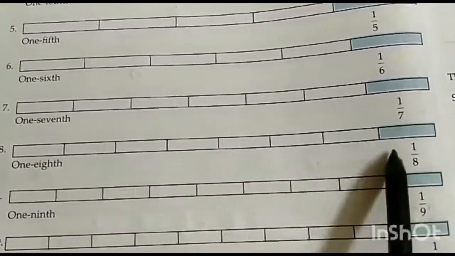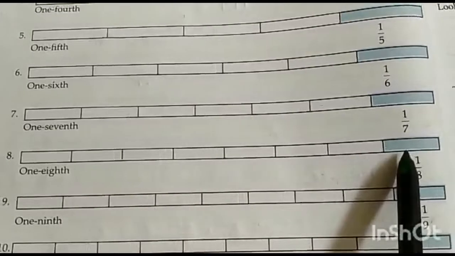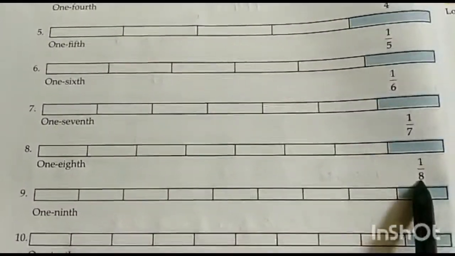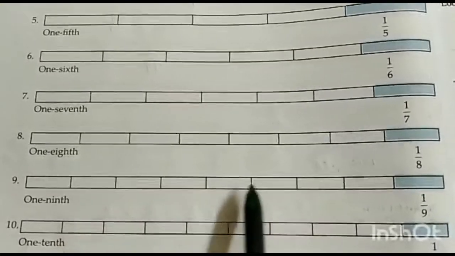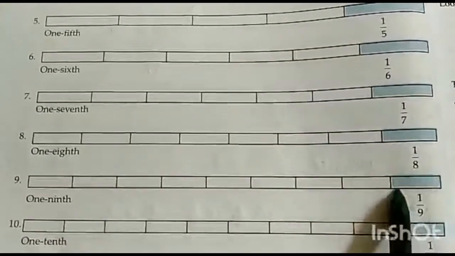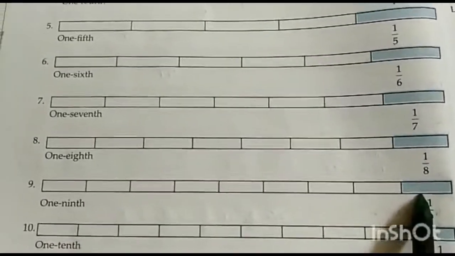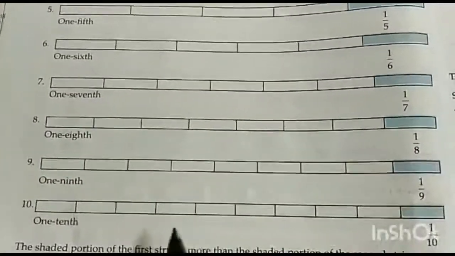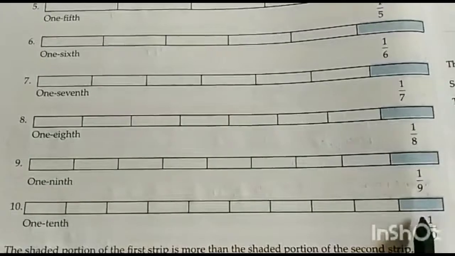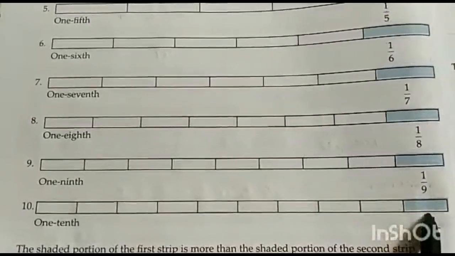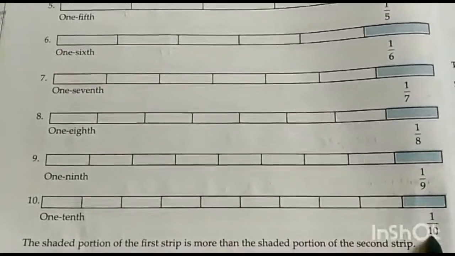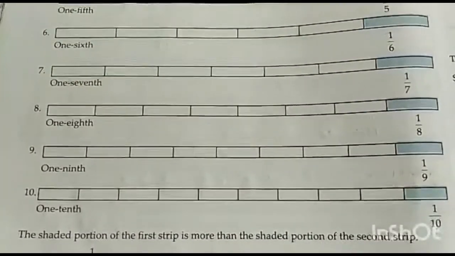Here a total of 8 parts are there, only one part is shaded, so what is the fraction? 1 by 8. Next, 9 parts are there, and of the 9 parts only one part is shaded, so the fraction is 1 by 9. Next one, a total of 10 parts are there. In the 10 parts, only one part is shaded. So the fraction is 1 by 10. Now here something is given.